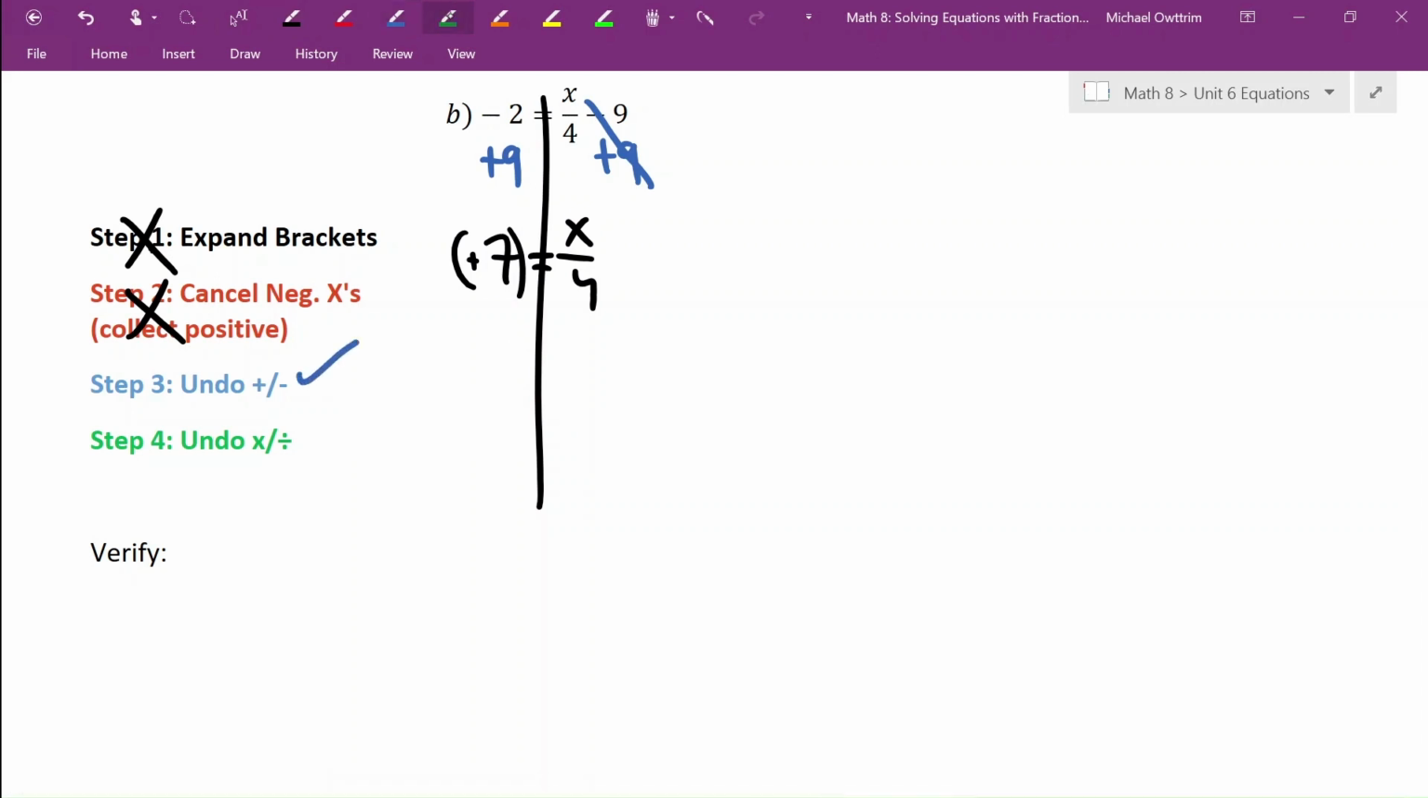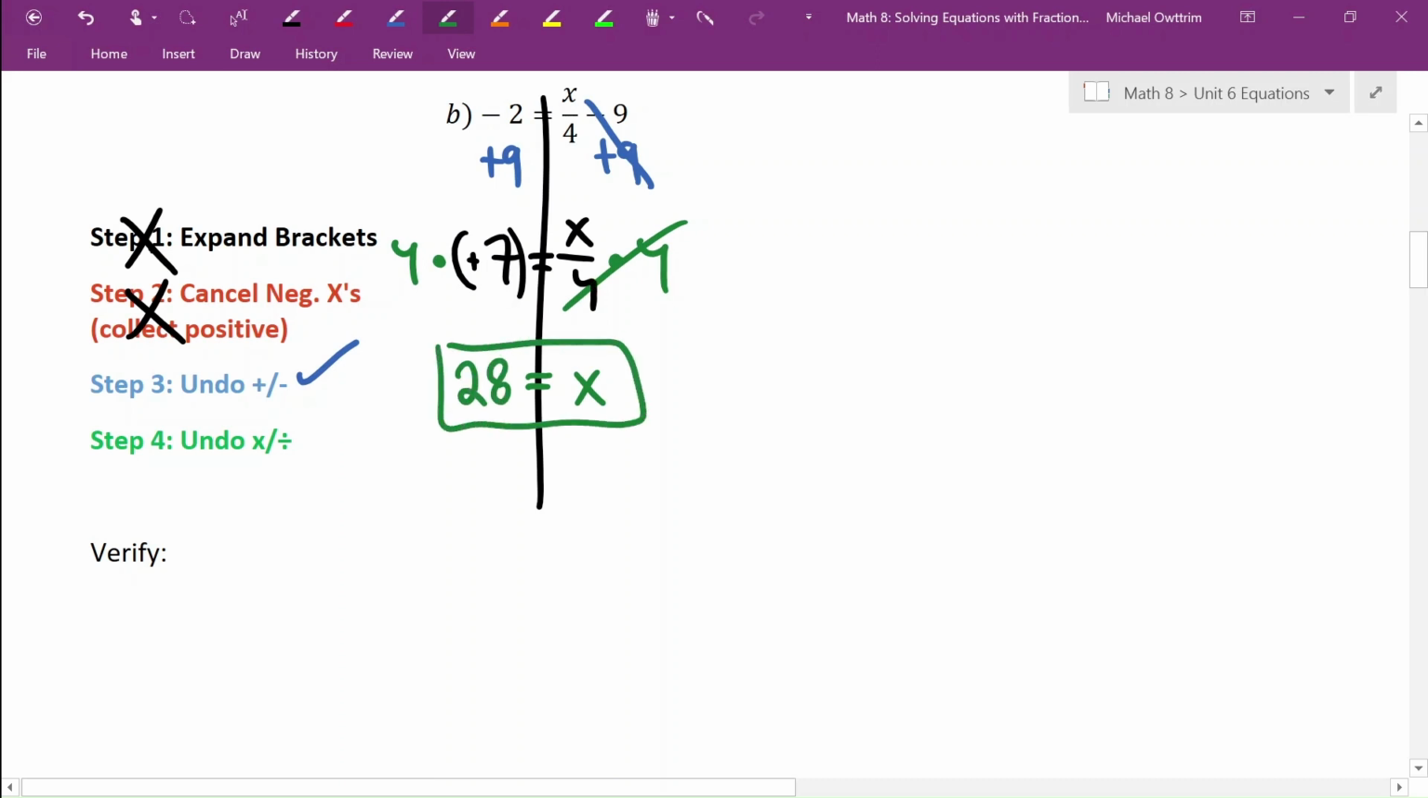Last thing to undo is your multiplication or division. As we talked about before, x over 4 is x divided by 4. And the opposite of dividing by 4 is multiplying by 4 on both sides. 4 multiplied and 4 divided cancel out on the right, leaving us with just x. On the left, 4 times positive 7 is positive 28. Since we have just a number equals just x, that's our solution.